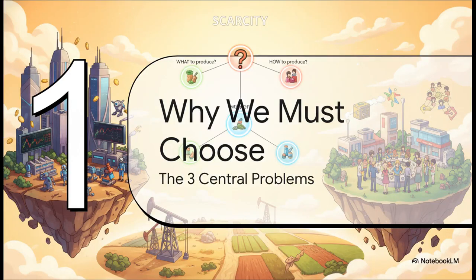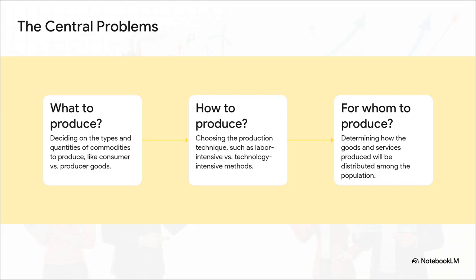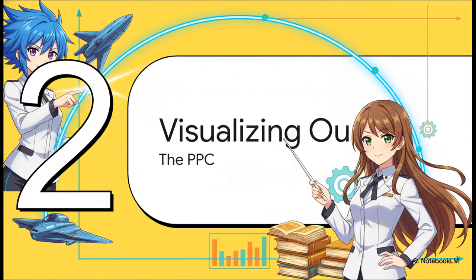Because of this whole scarcity thing, it doesn't matter what kind of society you're in. Every single one has to answer three basic but absolutely critical questions. First up, what are we actually going to make with our limited resources? Should we focus on consumer goods like cars and phones, or defense goods like tanks? Second, how are we going to produce it? Are we going to use a ton of workers or invest in a lot of fancy machines? And third, for whom are we making all this stuff? Is it for everyone or just certain groups? These are the central problems, and economists needed a way to visualize these tough trade-offs. And that's where our main tool comes into play.